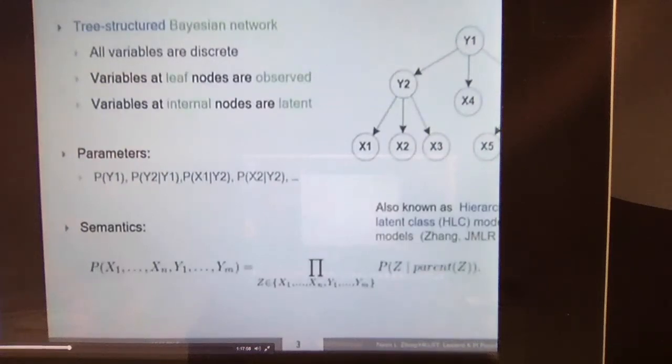So a latent tree model is basically a tree-structured Bayesian network with discrete variables, where the leaf nodes represent observed variables, and the internal nodes represent something called latent variables, meaning the variables you do not observe.